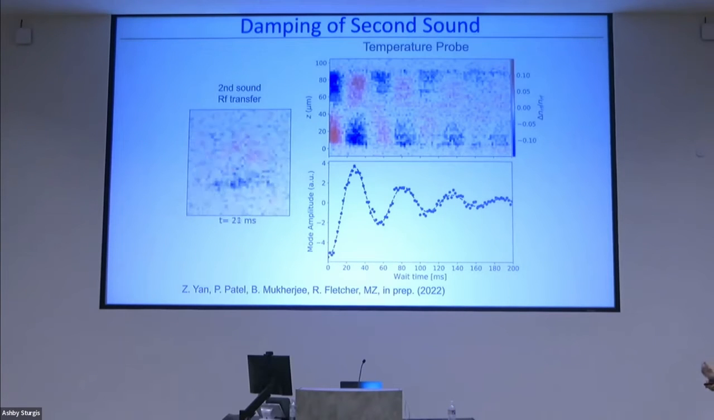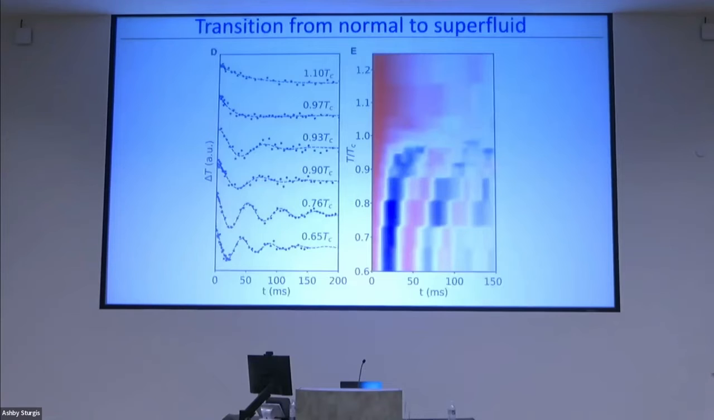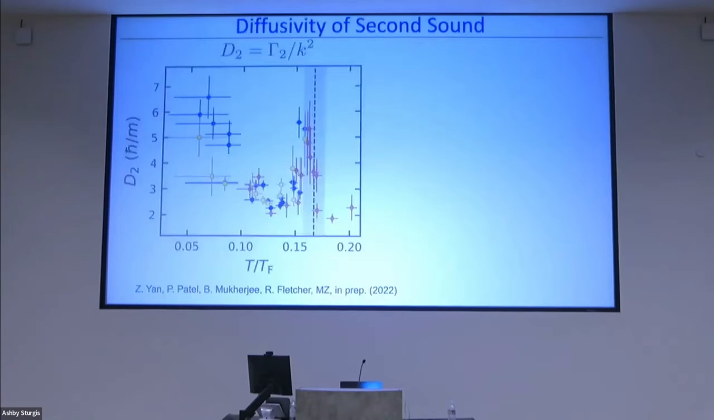We can also now study the damping of second sound and see it slosh back and forth. So these are frames from that movie of heat propagating ballistically in our system and reflecting off the walls. And then also to pinpoint the superfluid transition by looking at the transition from a diffuse mode of temperature, just boringly diffusing from the hot side, to a propagating mode.